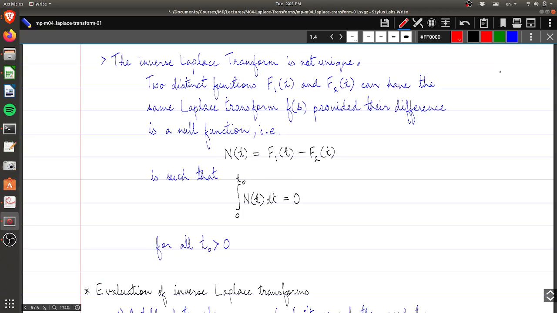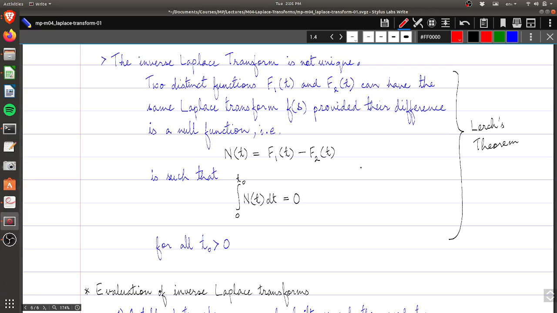By the way, there is a name given to what I have stated here. There's a theorem for this. It is called the Lerch theorem. This Lerch theorem is used for finding out whether a given Laplace transform is unique or not.